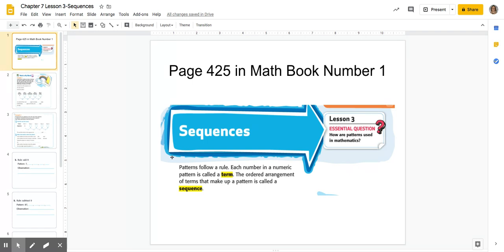All right, we are talking today about sequences, and sequences are just like the patterns we've talked about. We've talked about numeric patterns with numbers and non-numeric patterns with shapes and colors. Today we're going to talk about sequences, and on the top of your page, it says, patterns follow a rule. Each number in a numeric pattern is called a term. The ordered arrangement of terms that make up a pattern is called a sequence. So basically, each number in a pattern is called a term, and the order they go in is a sequence.